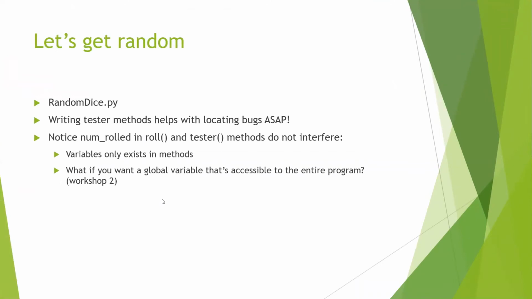So you've seen that the variables inside methods don't have access to all the other information in other methods. But sometimes we want to share information. We want to share the contents of this one variable across our entire program. So how can we do that? We can use a global variable that is accessible to the entire program. And we're going to do that in workshop 2.